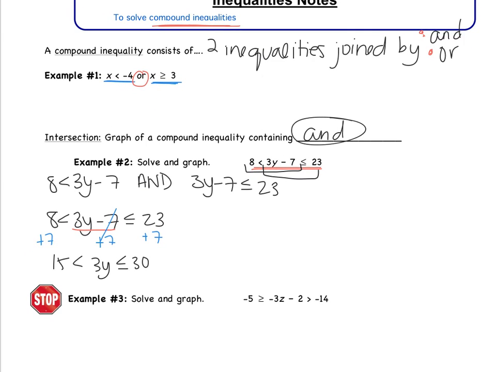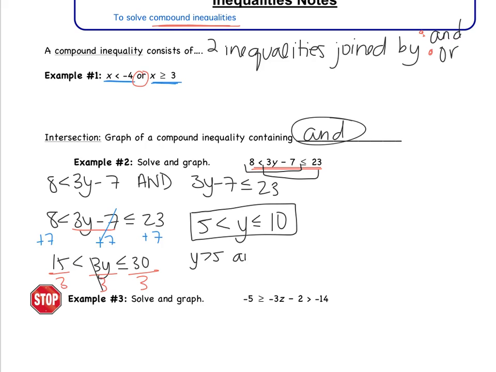Now I just need to get rid of that 3, so I can divide by 3. I have to do the same thing to the left side and the same thing to the right side. Those 3's cancel and I'm left with just y. 15 divided by 3 is 5, and 30 divided by 3 is 10. So this is how you're going to write your inequality. This is your answer. This is saying y is between 5 and 10. What this really means is that y is greater than 5 and y is less than or equal to 10. It's both. In math, we don't really write and. We write the two inequalities together.